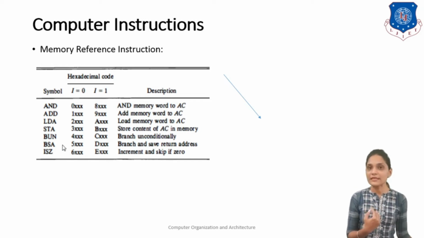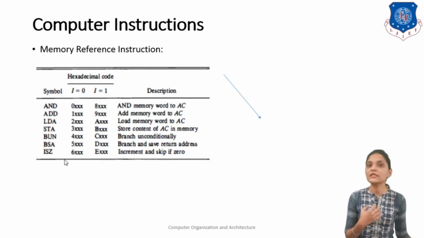Next, you can use this BSA instruction, that is branch and save address. In the BUN instruction, you are doing unconditional branching, and in the BSA instruction, you are doing the branching but with saving the return address, so that whenever your subroutine is executed, you can return to your main program. Then you can use this ISZ instruction, that is increment and skip if zero.